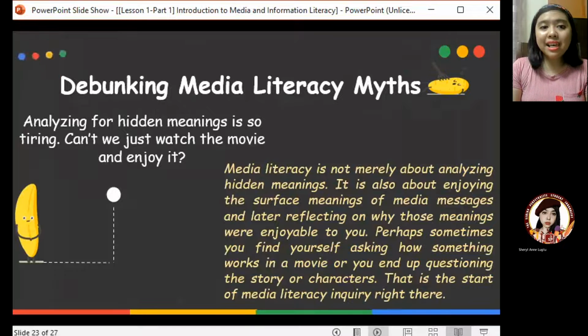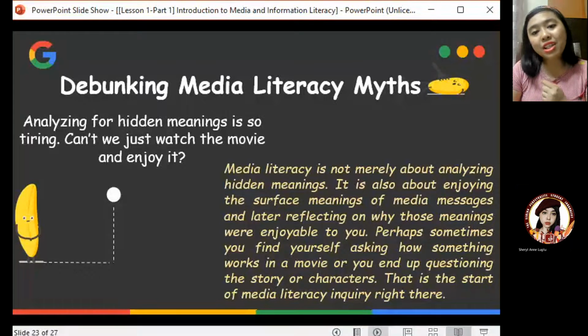Anyway, analyzing for hidden meanings is so tiring. I could remember a lot of people from my past who have said this to me already, especially some of my students who don't want to analyze things or find hidden meanings beyond every word that we are studying. Because before I was a literature teacher in the previous years, before I taught media and information literacy. So, can we just enjoy the movie? I mean, enjoy watching the movie.